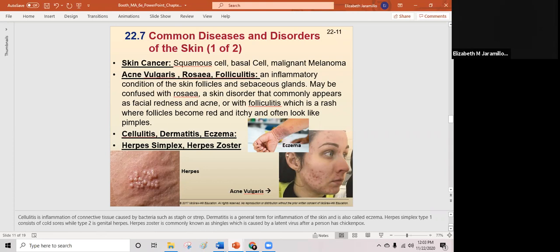So cellulitis is an inflammation of connective tissue caused by bacteria such as staph or strep. Dermatitis is a general term for inflammation of the skin and is also called eczema. Herpes simplex type 1 consists of cold sores, while type 2 is genital herpes. Herpes zoster is commonly known as shingles, which is caused by a latent virus after a person has had chicken pox.